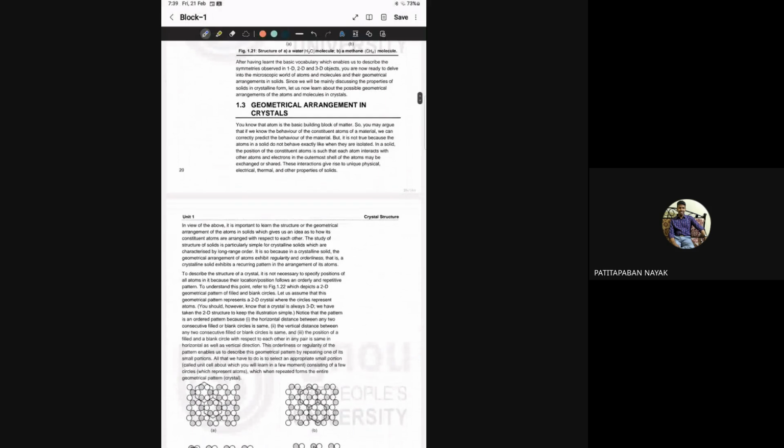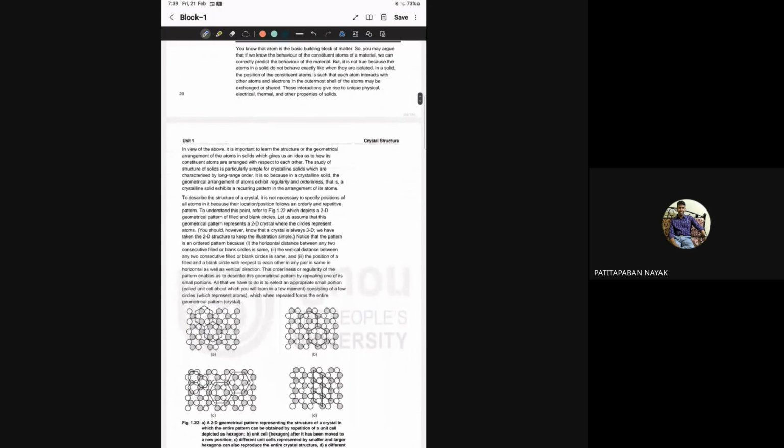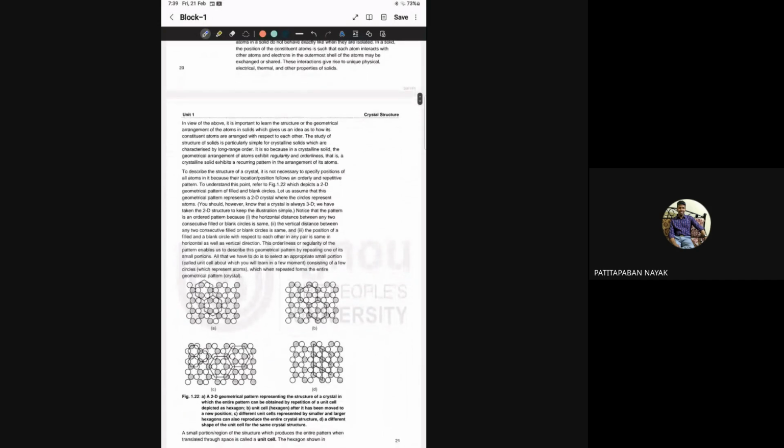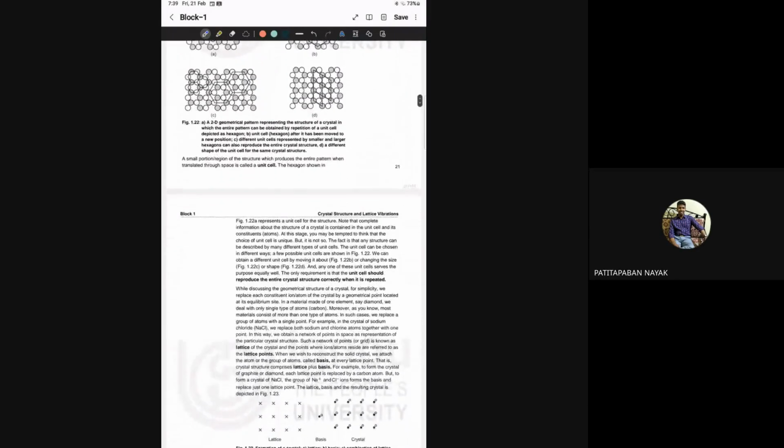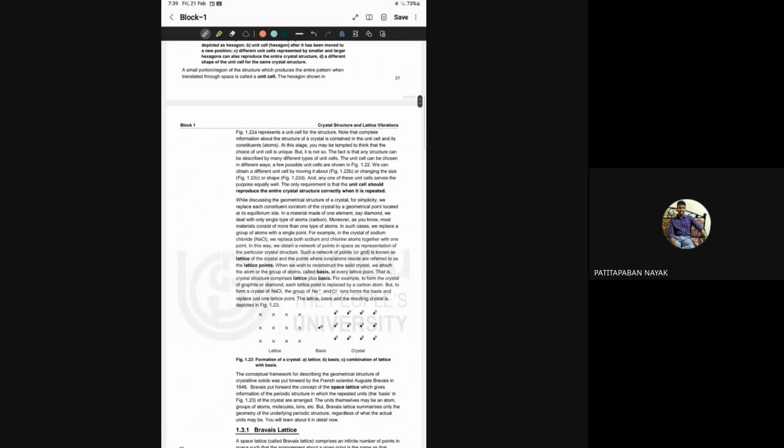So next we come to geometrical arrangements in crystals. This is what I was telling a little while earlier, that lattice plus basis will make crystals. Lattice means it will only be the points. Basis means the constituting atom or group of atoms or molecules. Here it was given NaCl. It could be just Na and Cl ions bonded together by an ionic bond. So this will be the form of a crystal.